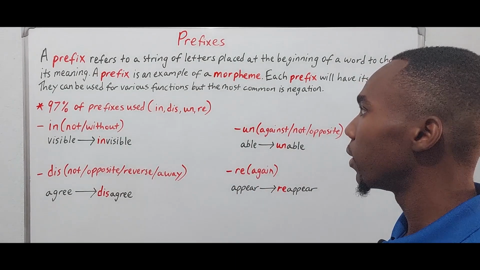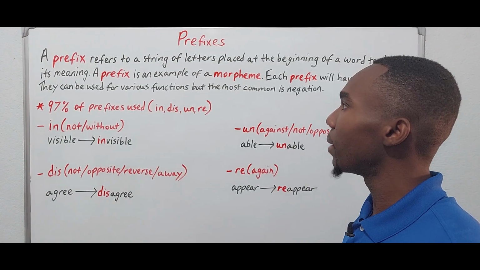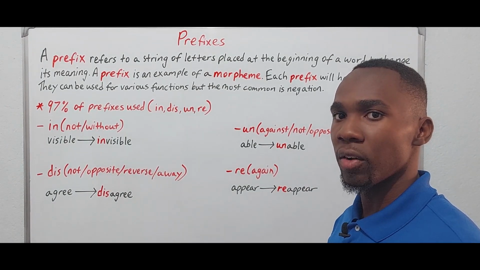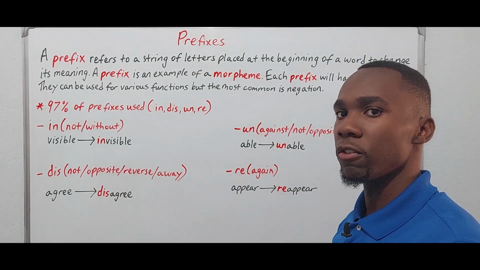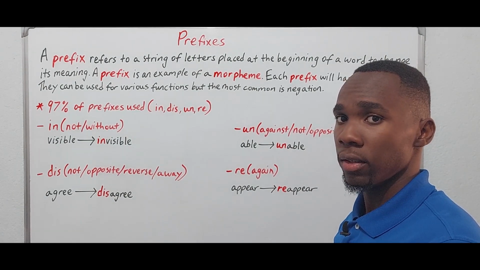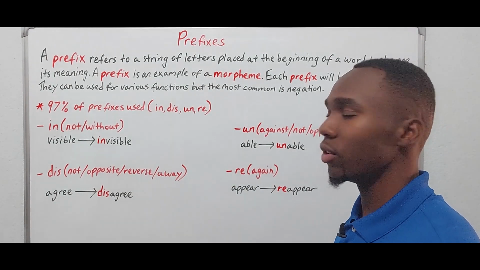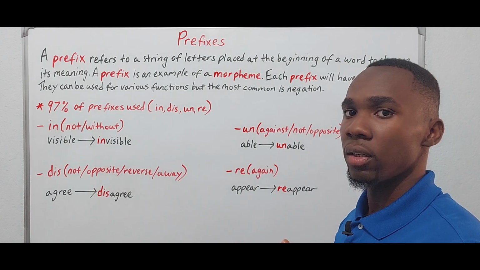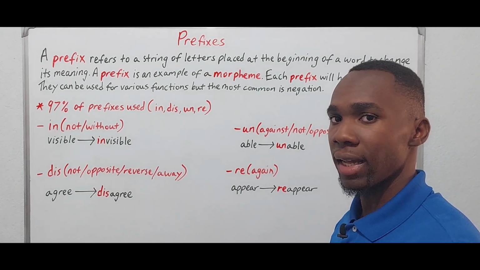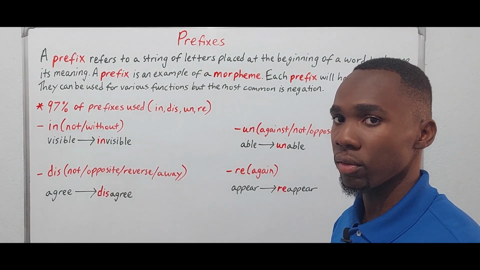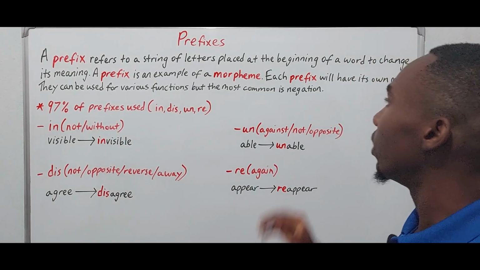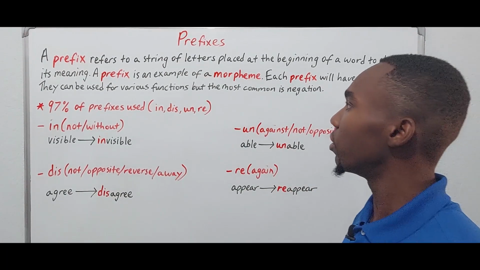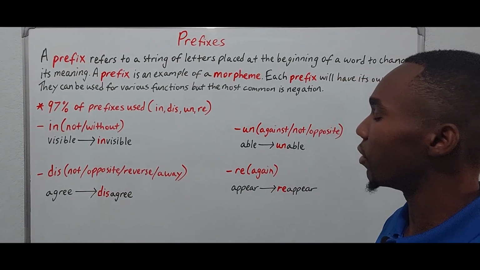But let's continue. A prefix is an example of a morpheme. A morpheme is the smallest component of a language that has grammatical function, and we'll see those very shortly. But remember, a morpheme is the smallest unit of a language that has grammatical function. Each prefix will have its own meaning. They can be used for various functions, but the most common is negation.